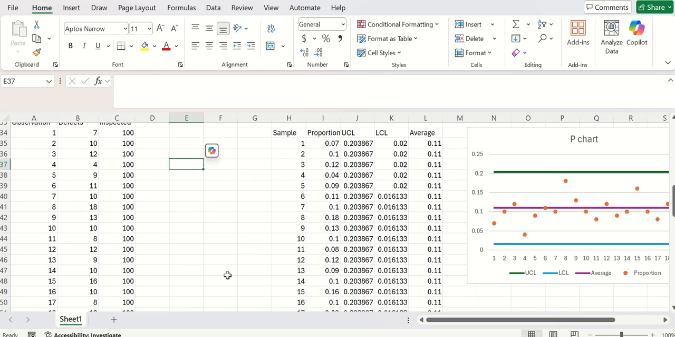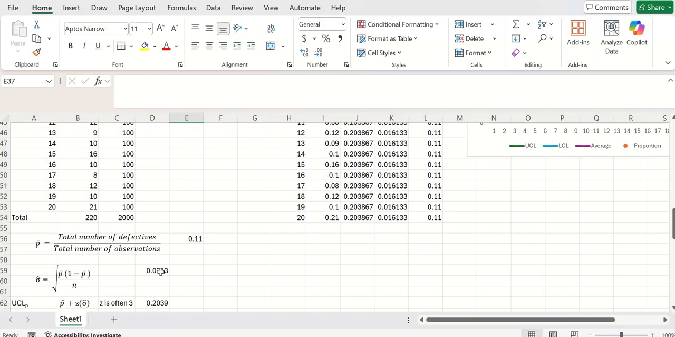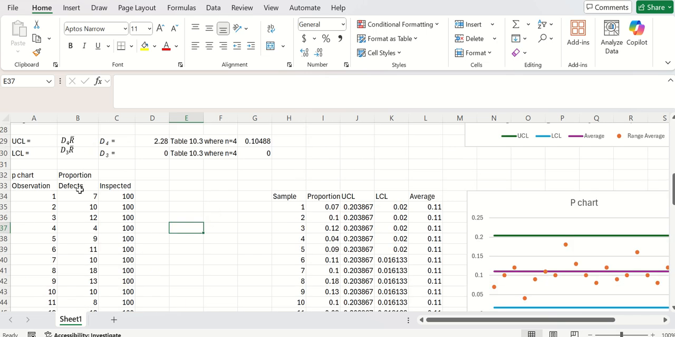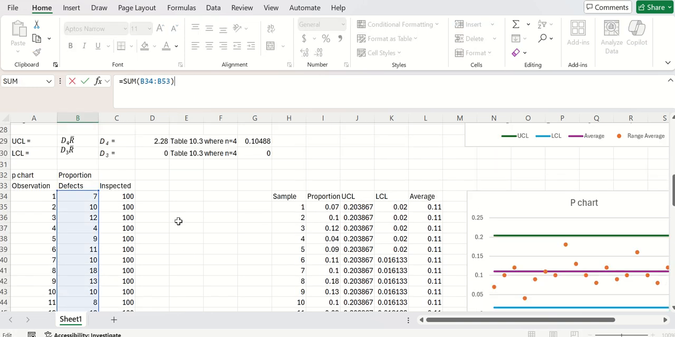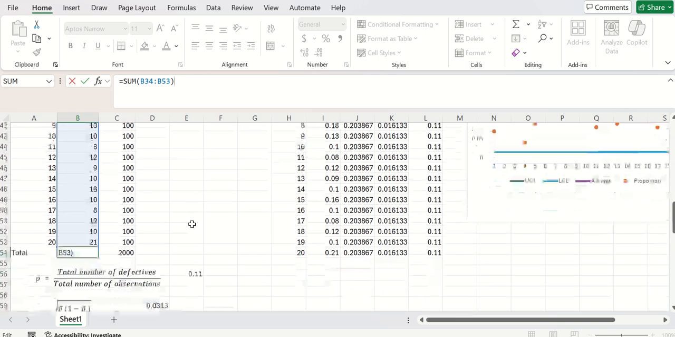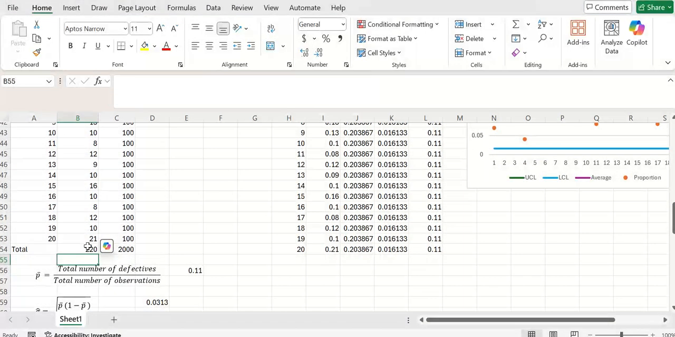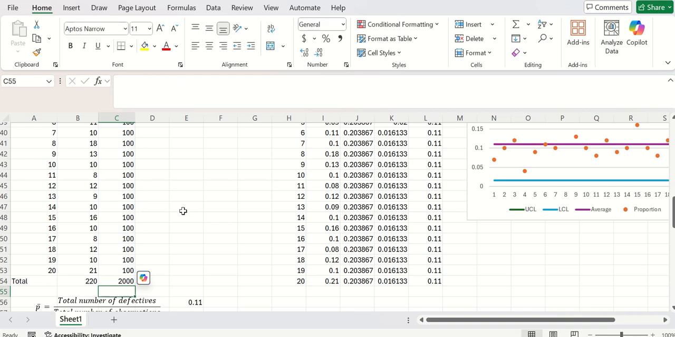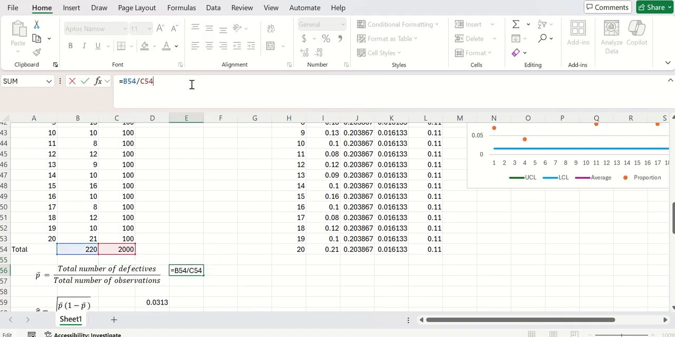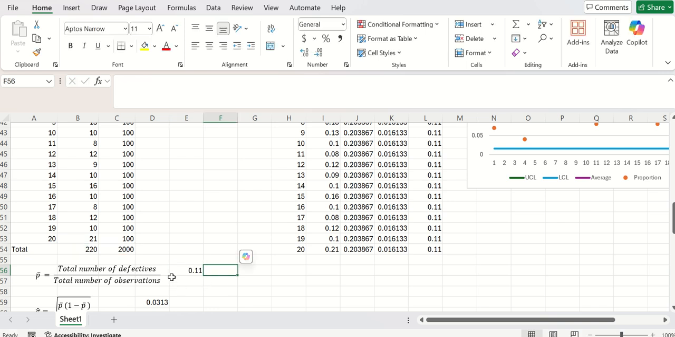Now let's go down below and look at the overall proportion. The overall proportion of defects is the total number of defects divided by the total number of observations. All right, I've put all the defects here, the number inspected that day. You can see that I have summed up all of the defects in this cell. So there were 220 defects out of the summed up number that were inspected of 2,000. And whenever I divide 220 by 2,000, I end up with 0.11.